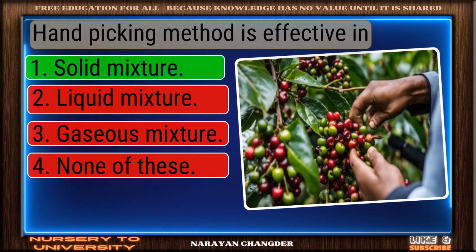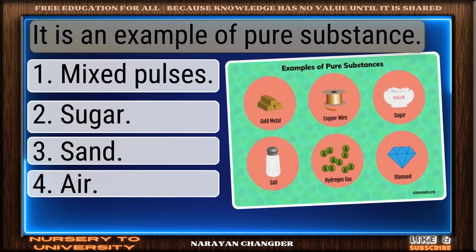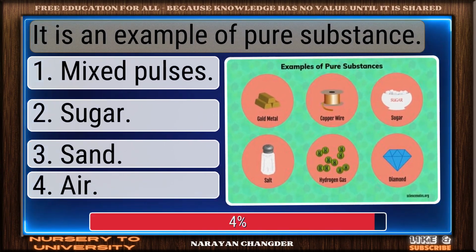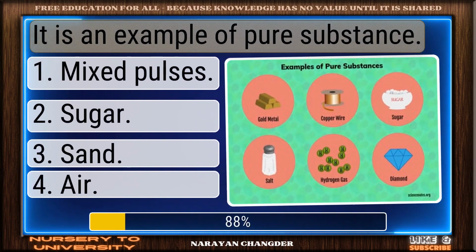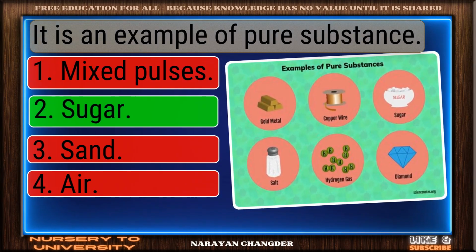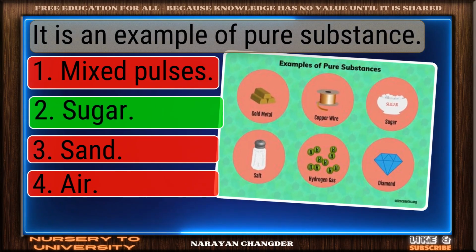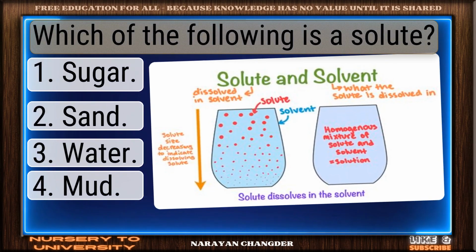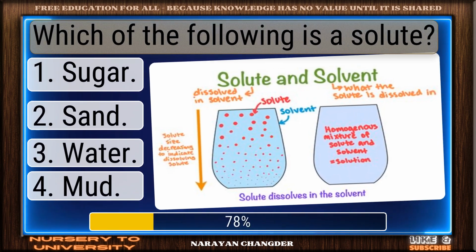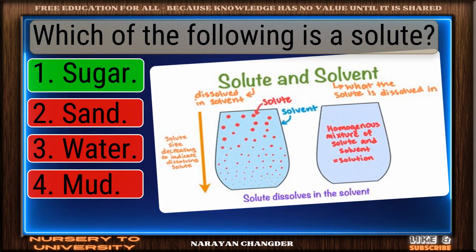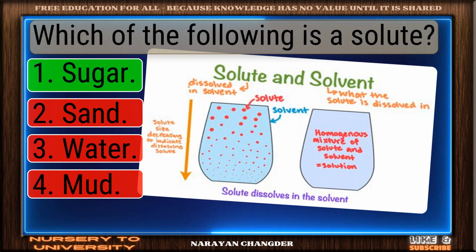Valid point. Solid mixture is true. It is an example of pure substance. Excellent choice. Sugar is the right answer. Which of the following is a solute? Well picked. Sugar is the correct answer.